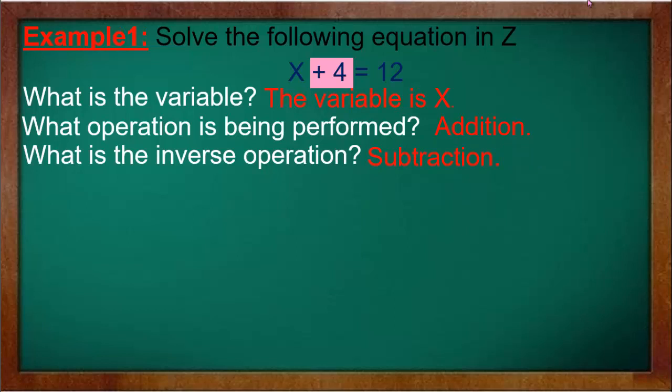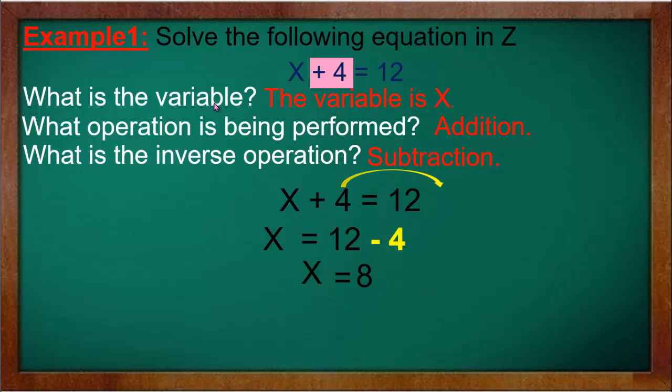Why do I ask myself what is the variable? I ask what is the variable because to solve this equation I must isolate x alone at one side of the equation. I want x to be at one side alone. So what I'm going to do is move plus 4 to the other side with its inverse operation. Plus 4, its inverse is minus 4. So x is equal to 12 minus 4. X is equal to 8. And here is my answer.